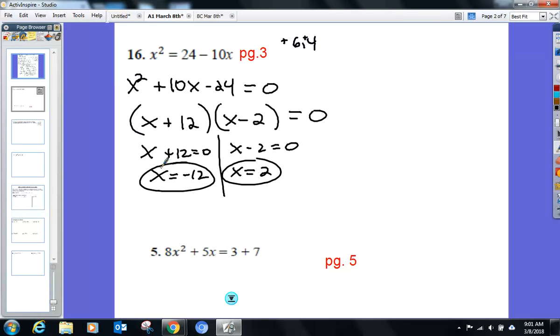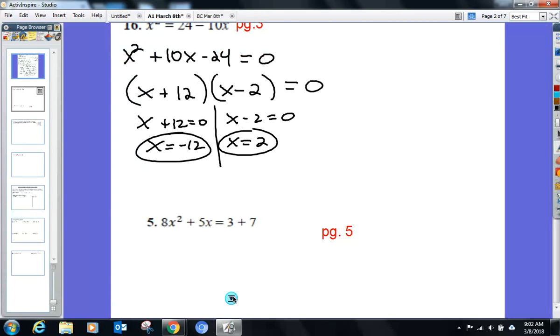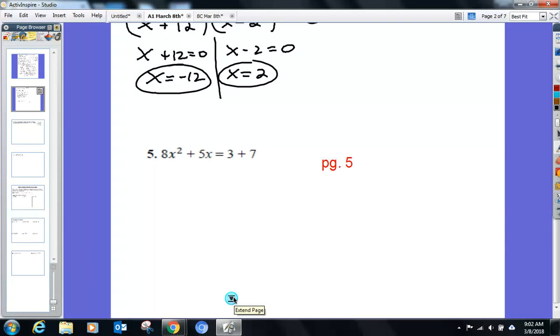Anything else from you guys? All right, let's go. Page 5 for me, page 5. I know I'm bouncing around, but I want to hit everything we've done the last couple days before I show you this new stuff today. Page 5, number 5.